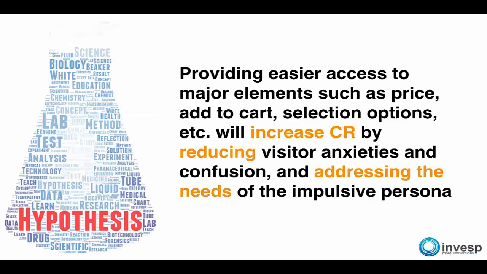So the hypothesis over here: providing easier access to major elements such as the price, the add to cart, the selection options will increase conversion rate by reducing visitor anxieties and confusion and addressing the needs of the impulsive persona. So we're looking at 2 major conversion framework elements here. We want to increase the conversion rate by reducing visitor anxieties. That's addressing the fears, uncertainties, and doubts that customers may have, as well as addressing the needs of the impulsive persona. So again, 2 different elements at play over here. FUDs are at play, the impulsive persona are at play, and ultimately our goal is to increase conversion rates.